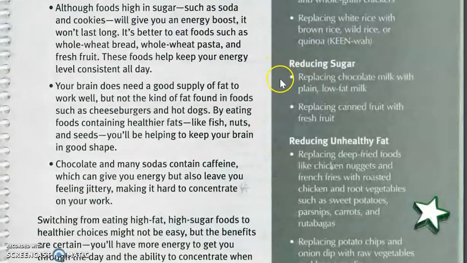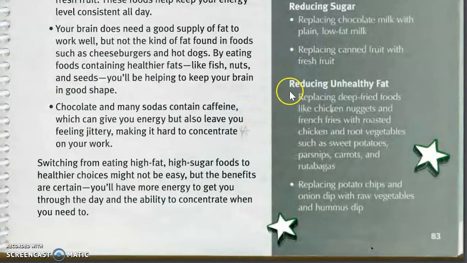Reducing sugar. Replacing chocolate milk with plain low-fat milk. Replacing canned fruit with fresh fruit. And finally, reducing unhealthy fat. Replacing deep-fried foods like chicken nuggets and French fries with roasted chicken and root vegetables such as sweet potatoes, parsnips, carrots, and rutabagas. Replacing potato chips and onion dip with raw vegetables and hummus dip.